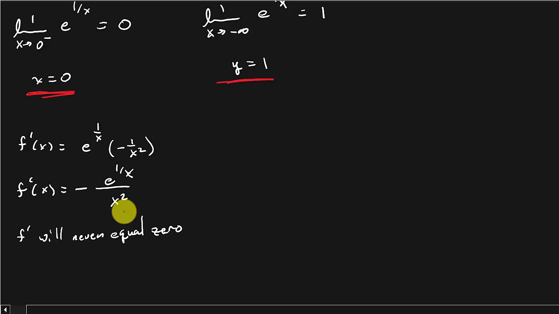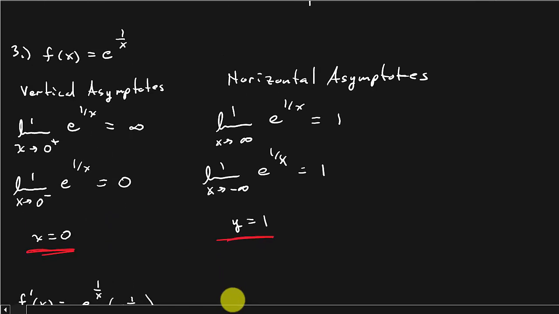And then we also have critical numbers where the first derivative is what? Undefined. Well, the first derivative is undefined at 0. But the original function is also undefined at 0, so there's no critical numbers. Okay, that's the difference. Remember the last problem?